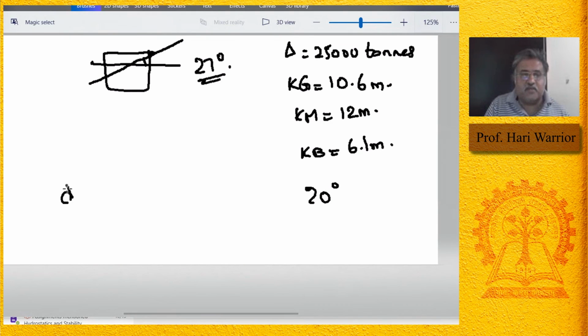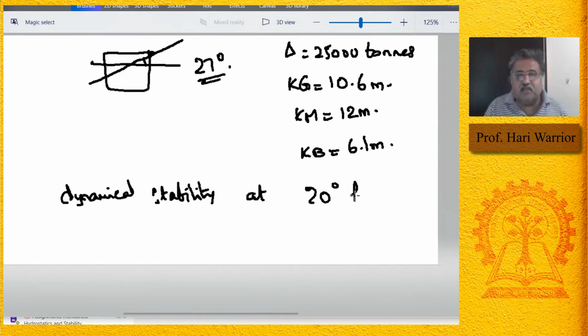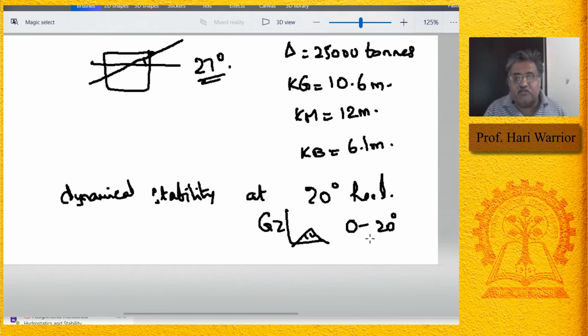This is how you ask: dynamical stability of the ship at 20 degree heel. When you're asked like this, it means you need to find the area under the GZ curve, from 0 to 20 degrees. That is the meaning of this question. So we need to find the GZ. Basically, that is the problem here.